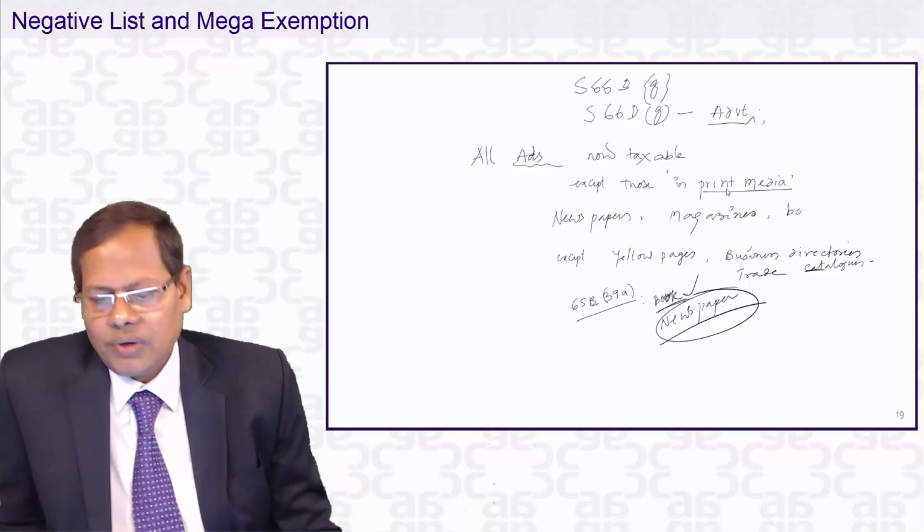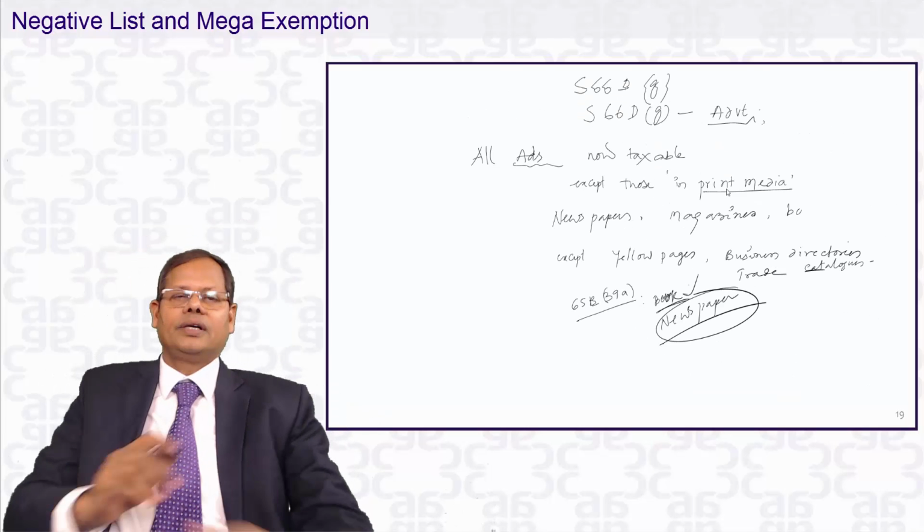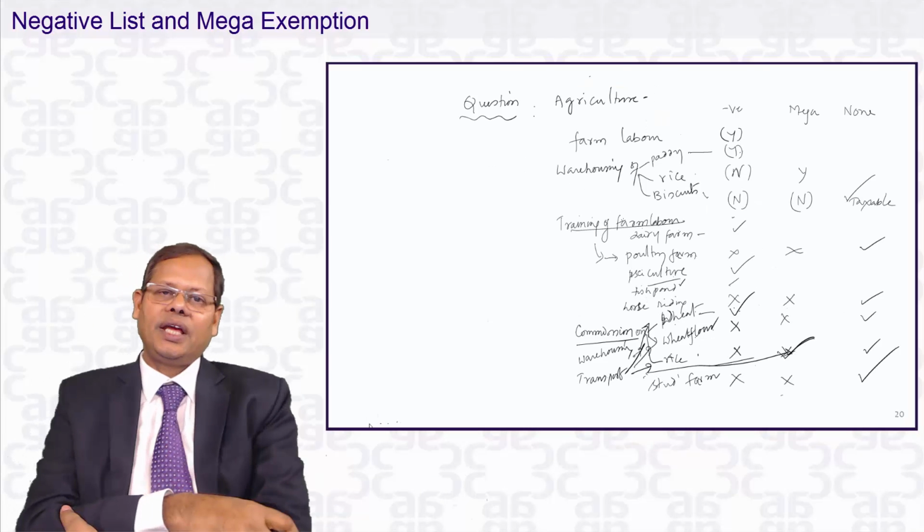Got it? So what are the services that we have discussed so far? A, B, C, D, E, F, G.